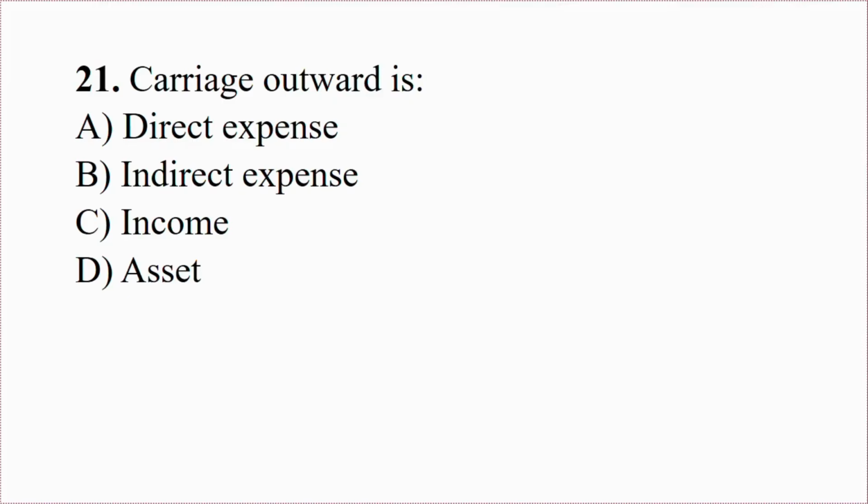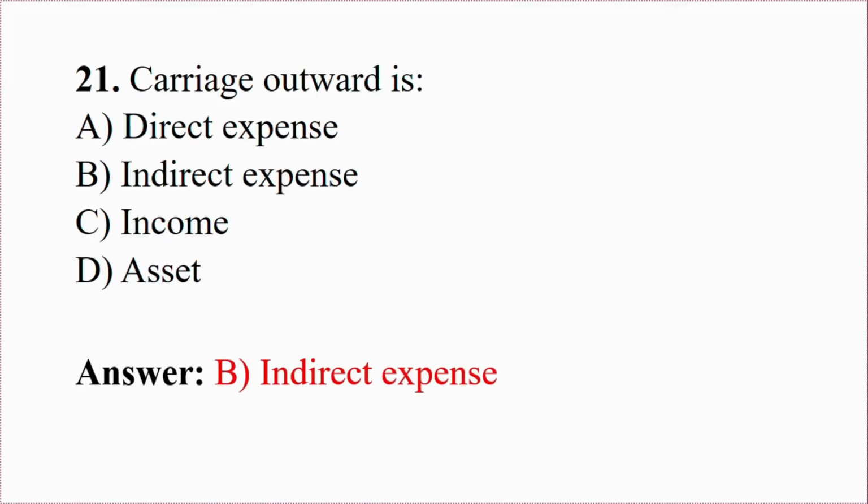The 21st question is, carriage outward is A. Direct expense, B. Indirect expense, C. Income, D. Asset. The correct answer is B, that is indirect expense.